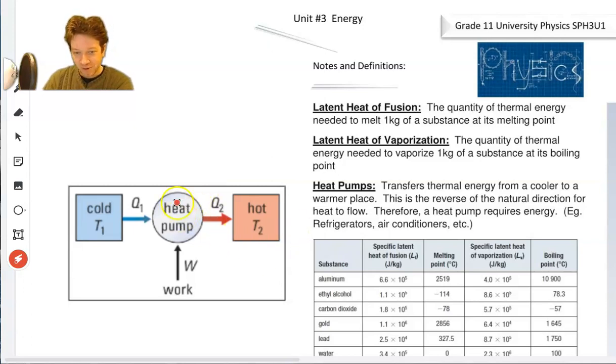So there are things called heat pumps, which add energy into the system to be able to remove heat from something cold and put it into something hot. Now, you know what heat pumps are. You have quite a few of them in your house. For example, a refrigerator, an air conditioner, and so on.